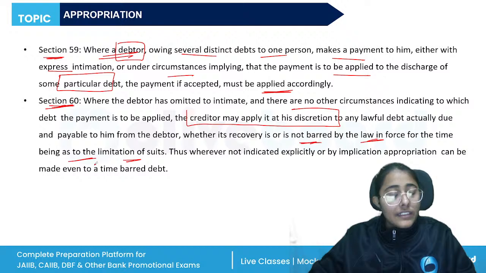So, when the creditor is using their discretion, they will try to pay off a debt that is close to the time bar, right? Or that has a lower rate of interest. Or when a debtor is trying to pay off a debt, they will pay off a debt that has a higher rate of interest, right? Similarly, they will use their discretion.